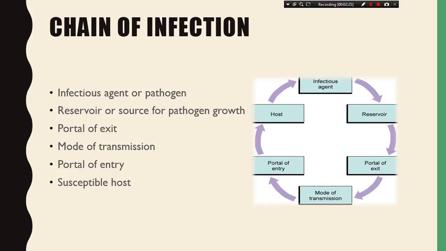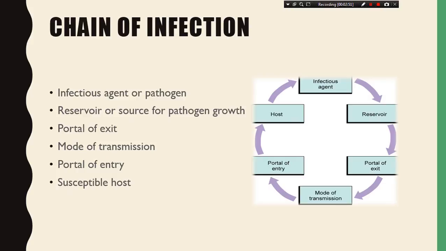A reservoir is a place where pathogens survive, multiply, and await transfer to a host. It's a known fact that microorganisms like to reside in warm, dark, moist environments. Examples of reservoirs include the large intestines, the colon, oropharynx, and the skin. For example, E. coli lives in the colon on a permanent basis.